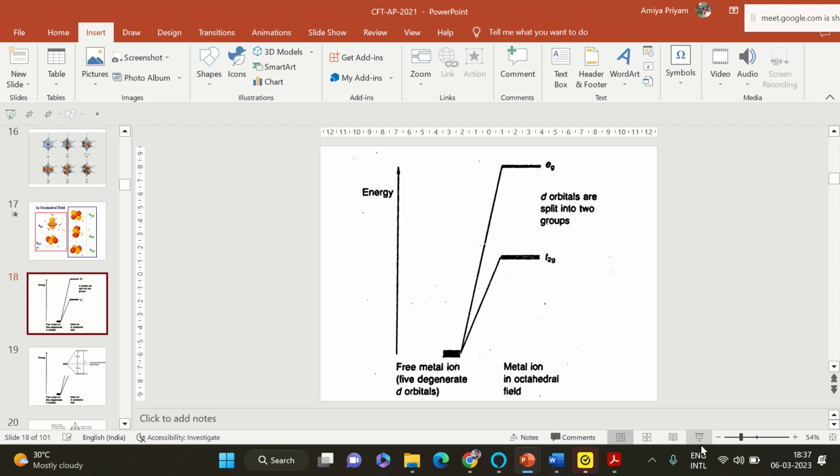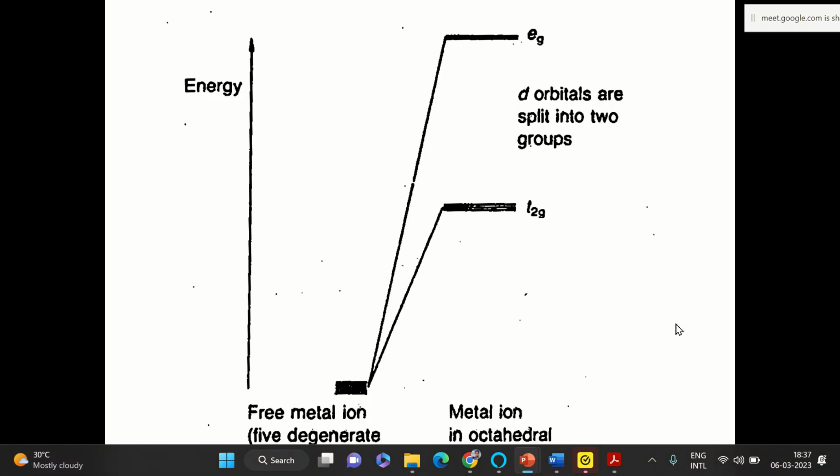When we consider an octahedral situation, we start with a free metal ion, and then gradually the ligands approach the metal ion from the plus x, minus x direction, plus y, minus y direction, and plus z, minus z direction. So six ligands from six different sides along the six different axes, plus and minus, and then this is the situation.